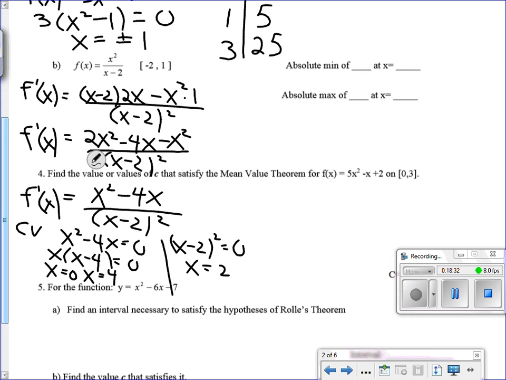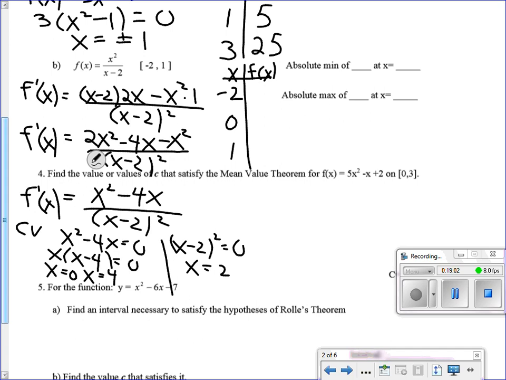But we're only looking for the absolute extrema between negative 2 and 1. So when we're examining y values, we only have to include those critical values that are between negative 2 and 1. Of these critical values, 0 is in there, 4 is not, and 2 is not. So I really only have to plug the 0 into the function of those three. Got to plug them back into the original function.